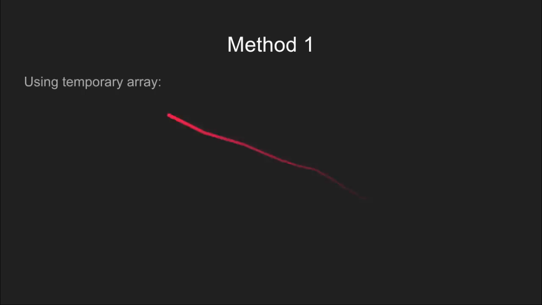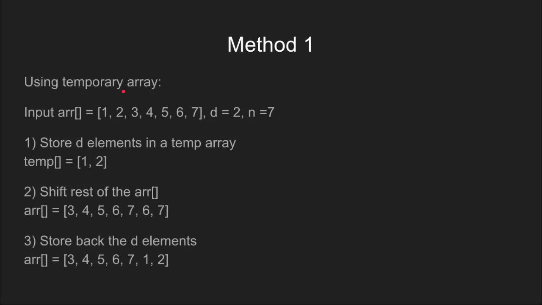The first method to do this is by using a temporary array. We will discuss this method using an example. Let the input array have elements 1, 2, 3, 4, 5, 6 and 7. So we have n equal to 7 and let d be 2, where d is the number of places by which we want to rotate the array.